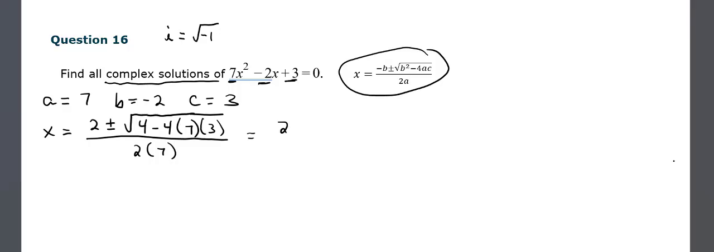So we would have 2 plus or minus the square root of 4. Now remember, I'm multiplying negative 4 times 7 times 3. So negative 4 times 7 is negative 28. And then when you multiply negative 28 times 3, you get negative 84. And that's all over 14. Okay, so next we're going to combine like terms.